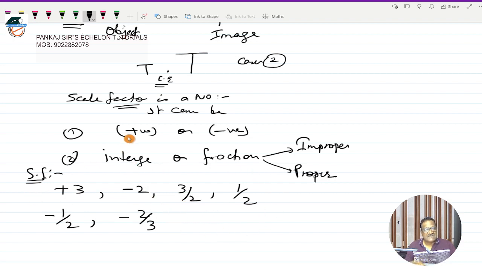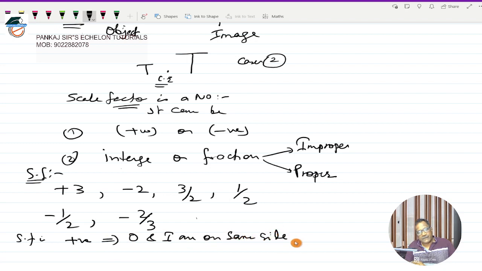So considering whether it is positive or negative, and whether it is an integer or a fraction, proper or improper, you can tell something about the enlargement. Now what are those things? Let me tell you. When the scale factor is positive, it means both the object and the image are on the same side of the center of enlargement. This is the meaning of it.